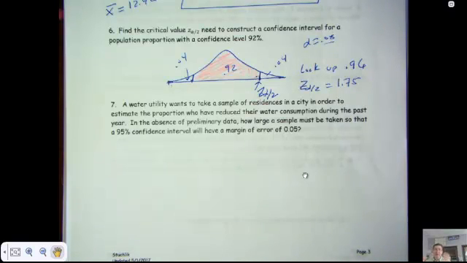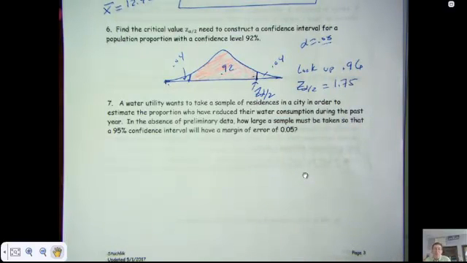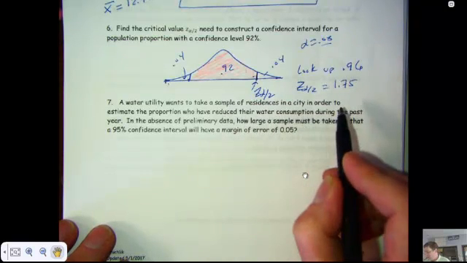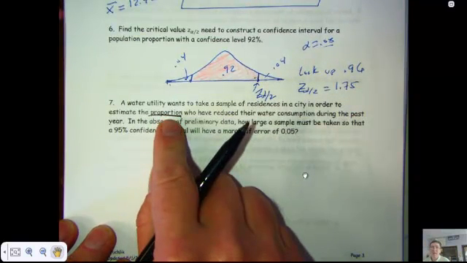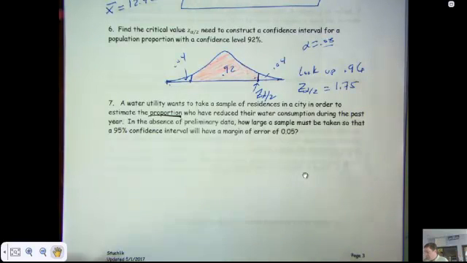Alright, so again, you need to read these questions carefully. They state what they want, and I'll be very clear on the test. So as you practice, in this one, we take a sample of residents in a city to estimate the proportion. That tells me a lot right there, right? That says this is a proportion question. P-hat question. I want to find the range of values of the proportion.